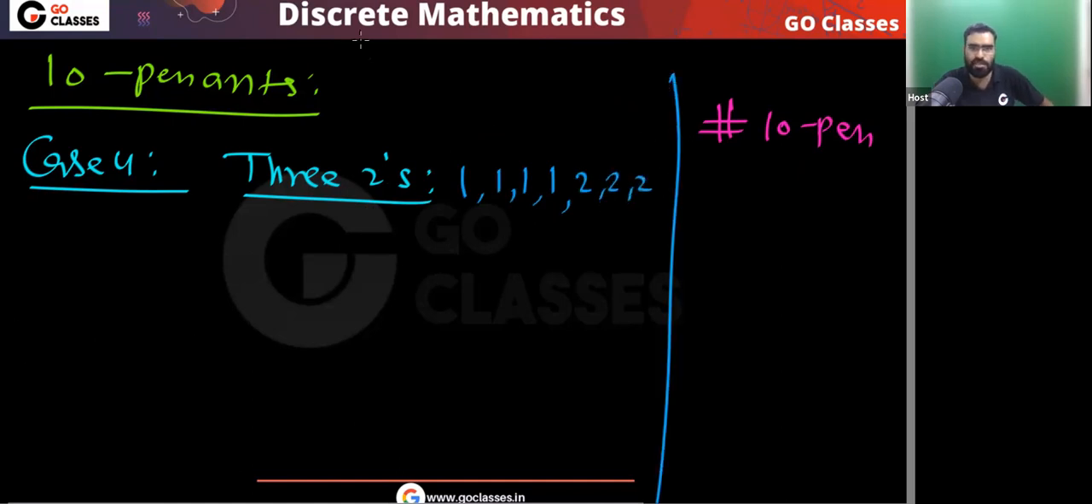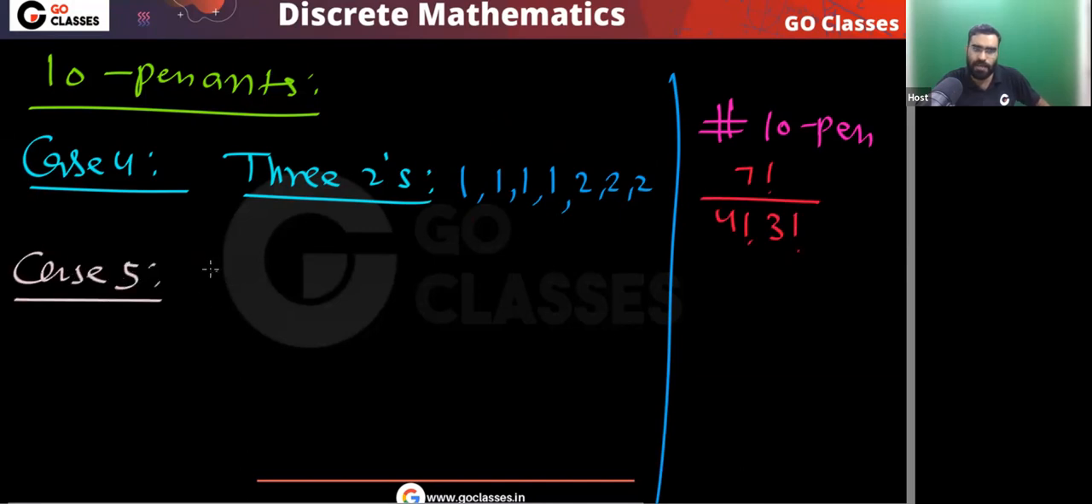Now in this situation, your answer will be 7 factorial divided by 4 factorial, 3 factorial. Next, what is case number 5? That is, you are using 4 twos. If you are using 4 twos, then how many ones are you using?